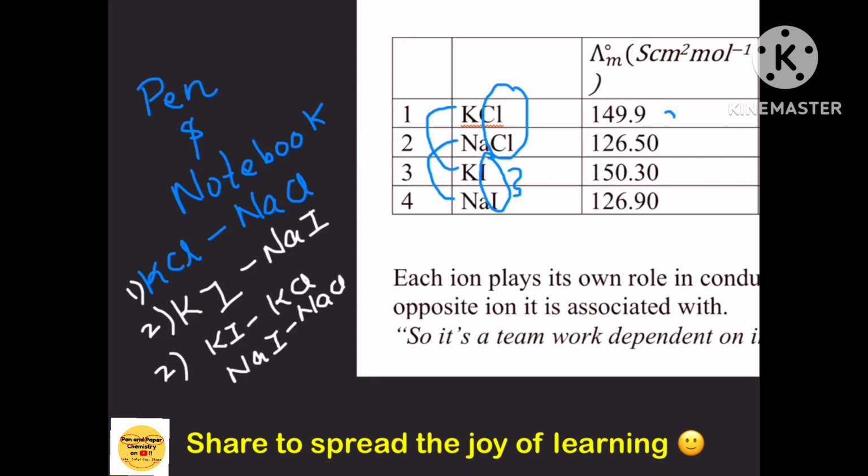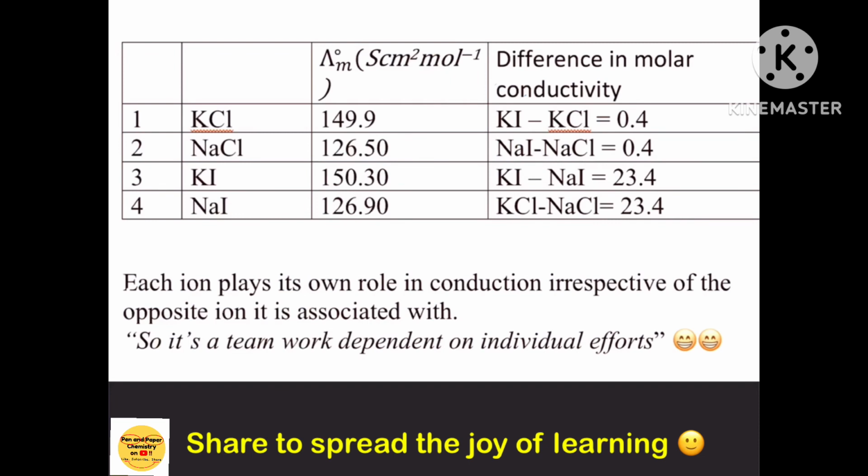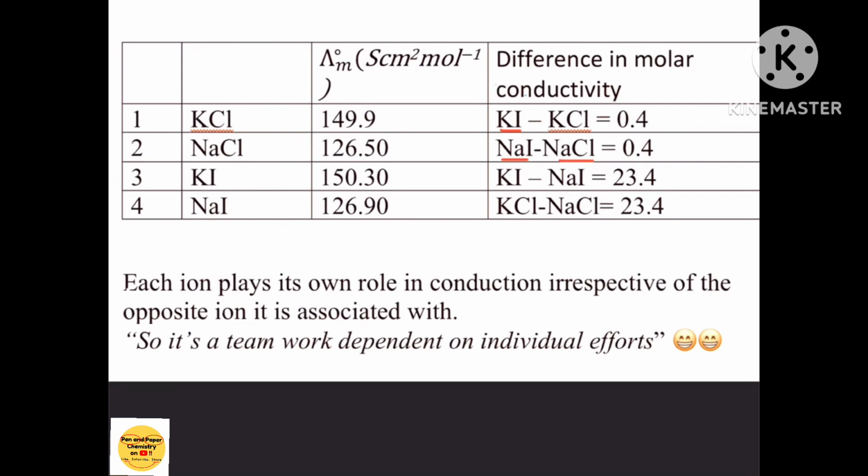Do you find any similarity? Observe, do it. You will find that you are no less than Kohlrausch yourself. Go ahead and try it. There you go. The difference between potassium iodide and potassium chloride is the same as that between sodium iodide and sodium chloride. So irrespective of the cation with which the anion is associated, its conductivity has a specific value. It is a fixed value for a specific anion.